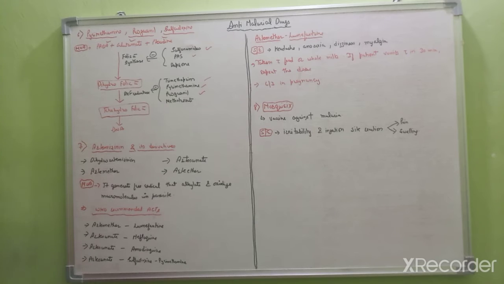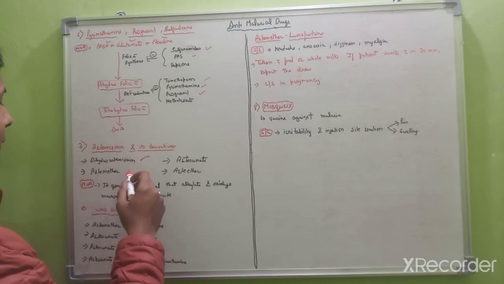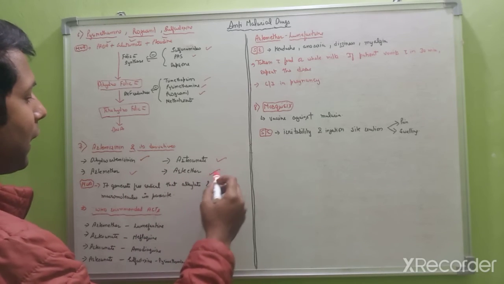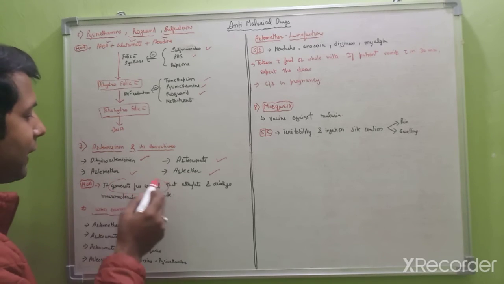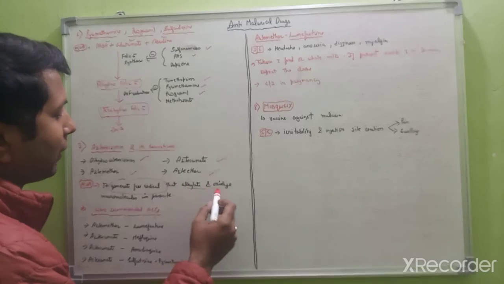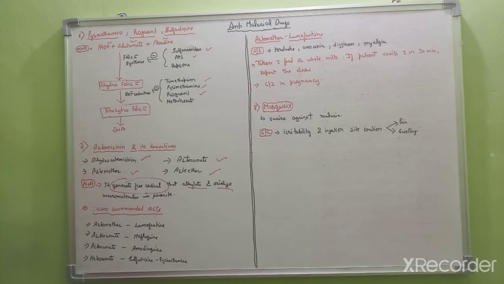So the next category of drugs includes artemisinin and its derivatives. These are the most commonly used antimalarial drugs. This category includes dihydroartemisinin, artemether, artesunate and arteether. The mechanism of action of these drugs is that they generate free radicals that alkylate or oxidize the macromolecules in the parasite and cause the death of the parasite.